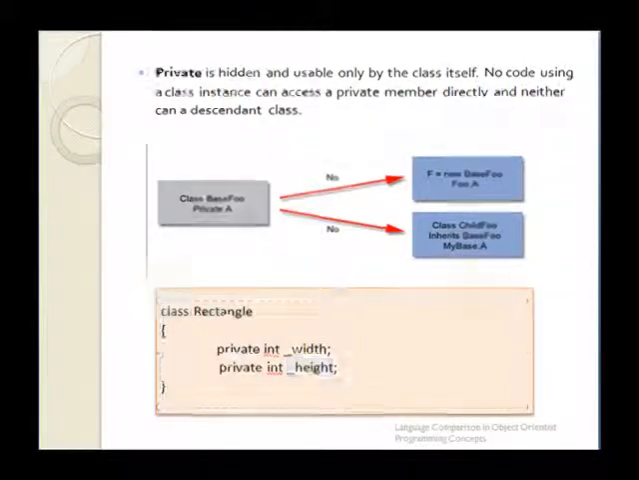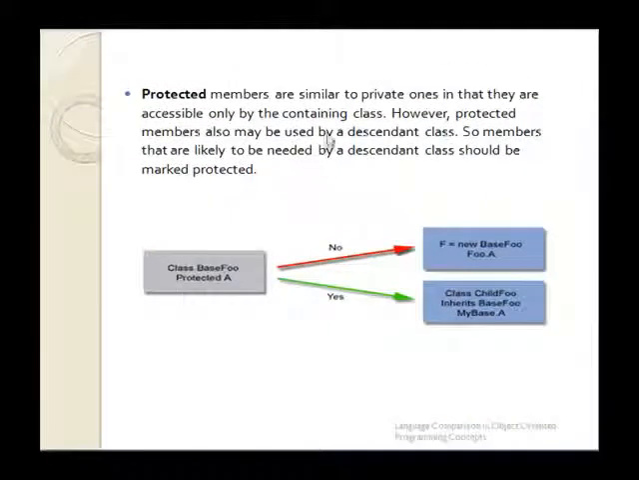Then the next slide. Protected members are similar to private ones in that they are accessible only by the containing class. However, protected members also may be used by a descendant class. So, members that are likely to be needed by the descendant class should be marked protected.